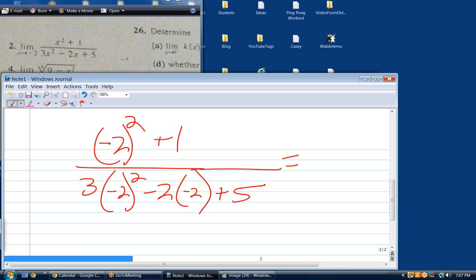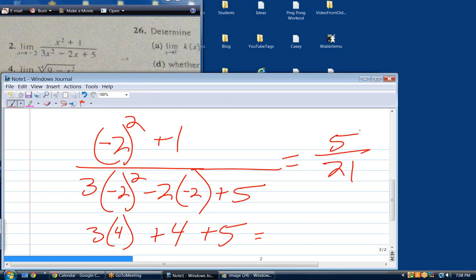So what's the numerator? The numerator is 5. What's the denominator? Let's go through the denominator. What is minus 2 squared? 4. So it's 3 times 4, which is 12. What's minus 2 times a minus 2? Plus 4. So 3 times 4 is 12, plus 9 is 21. So that's the limit.